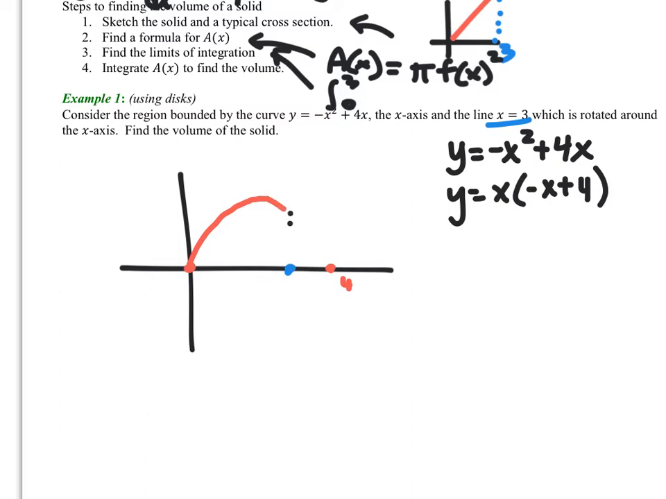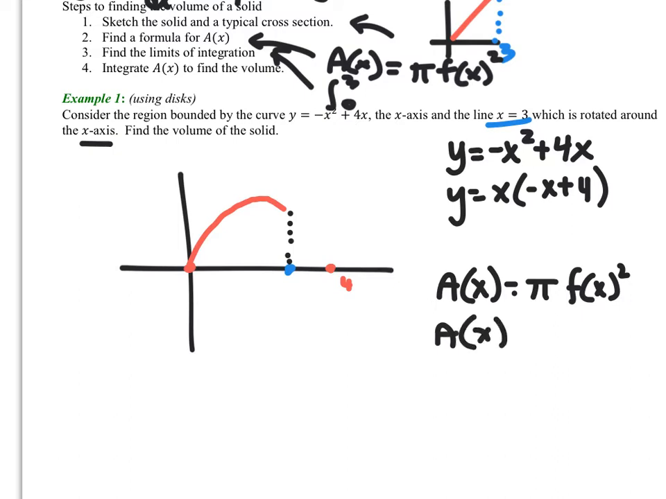But then I want to revolve this cross section. So I'm going to take this function and revolve it around, it looks like the x-axis right here. Let's first figure out a formula for our area function, which we know is always pi times f of x squared. There might be some other stuff added in, but in this case, pretty simple around the x-axis, not going to be a big deal.